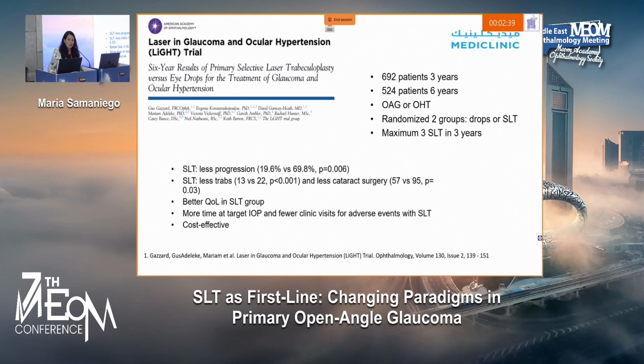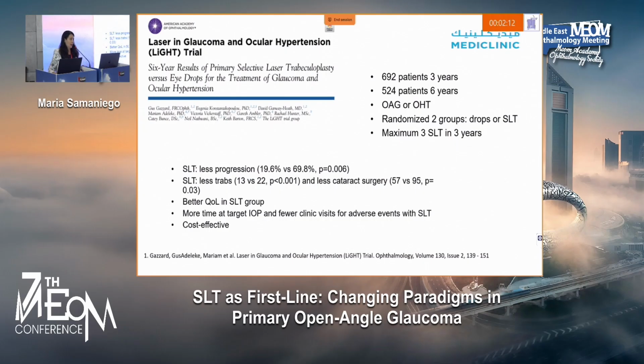SLT became very popular when the LiGHT trial arose. They basically followed 524 patients for 6 years with open-angle glaucoma or ocular hypertension, and they randomized these patients to drops or SLT. They repeated the SLT a maximum of 3 times in 3 years, and they showed that the progression rate was lower in the SLT group. They required fewer drops and also less cataract surgery.